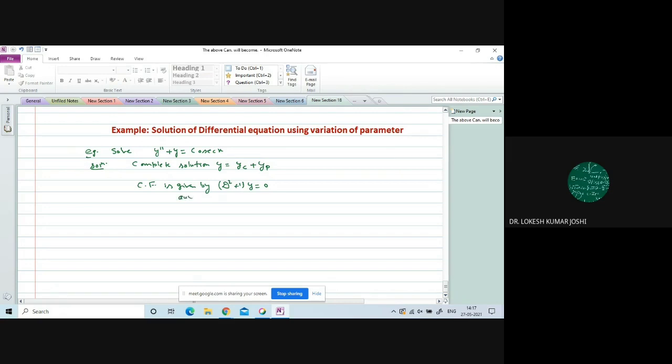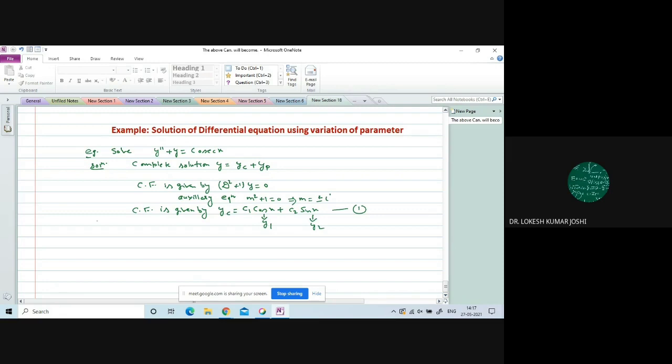The auxiliary equation will become m square plus 1 equals 0. It implies m equals plus minus iota. Therefore, the complementary function is given by yc equals c1 cos x plus c2 sin x. Say it is equation number 1. We can say this is y1, this one is y2, and y1 and y2 both are independent solutions.